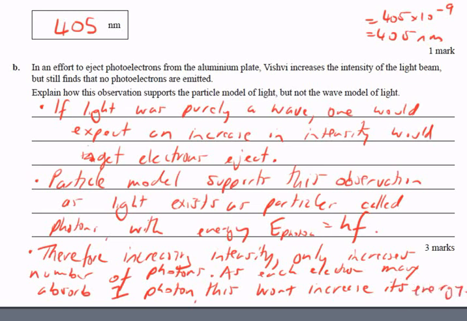Well, bit of an explanation there, but I really made sure I answered this question. So if light was purely a wave, one would expect an increase in intensity would get electrons ejected. But the particle model supports this observation, as light exists as particles called photons, with the energy of each photon equal to hf. Therefore, increasing the intensity doesn't affect this equation at all. So it only increases the number of photons. As each electron may only absorb one photon, this won't increase its energy.